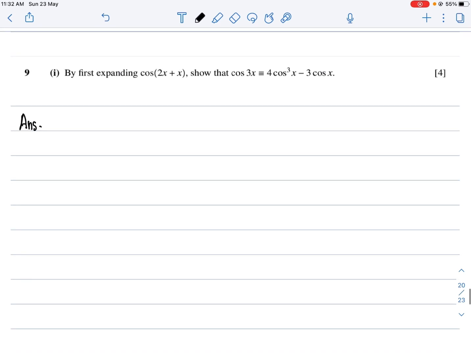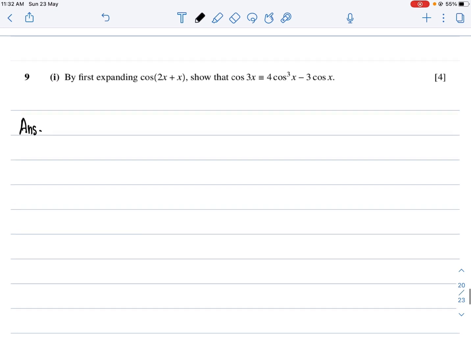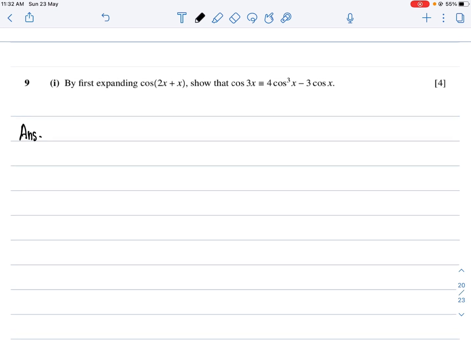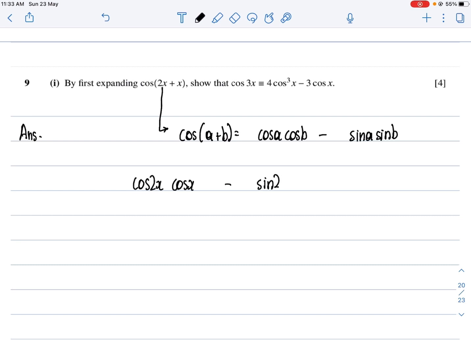Now, by first expanding cos(2x + x), show that cos 3x is equal to 4 cos cube x minus 3 cos x. So first, if you see, this is in the form of cos of a plus b, which can be written as cos a cos b minus sin a sin b. Agreed? So now what I can do is simply write this as cos 2x cos x minus sin 2x sin x.